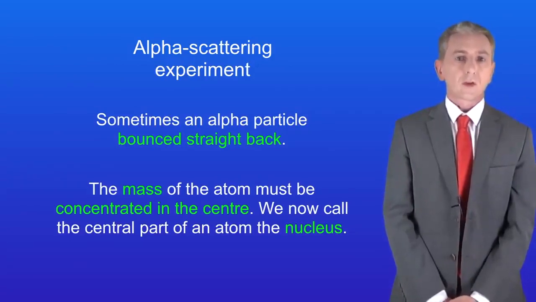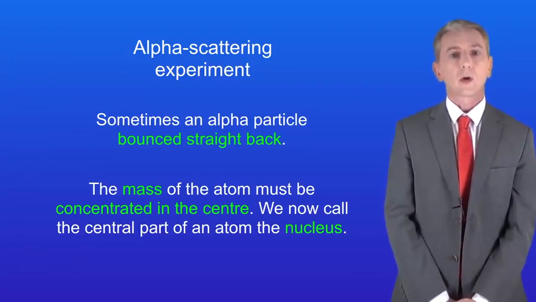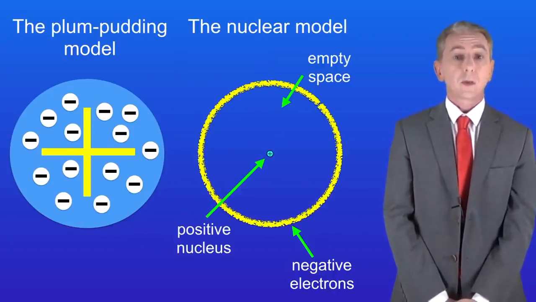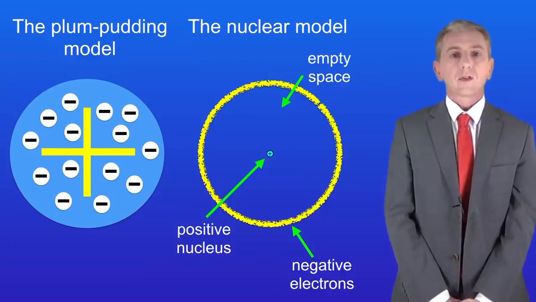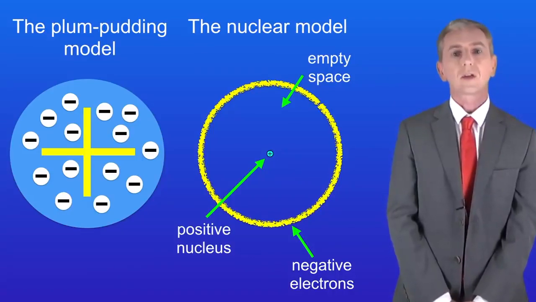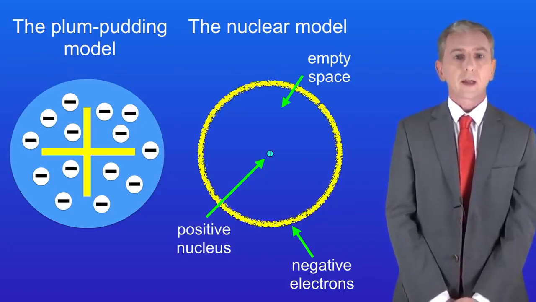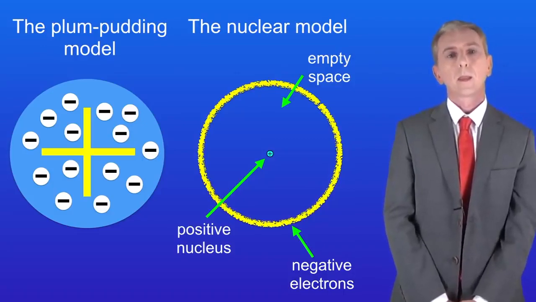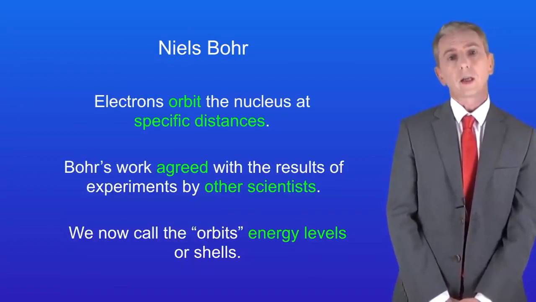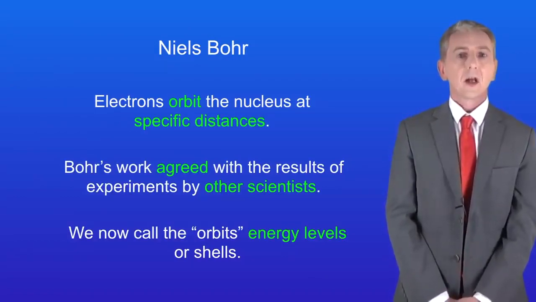So from these results, scientists replaced the plum pudding model with the nuclear model, and I'm showing you that here. So most of the atom is simply empty space. In the center, we've got a tiny positive nucleus containing almost all of the mass, and around the edge, we've got negative electrons.